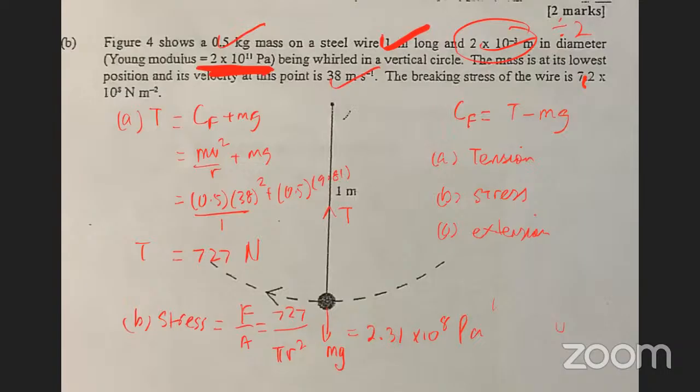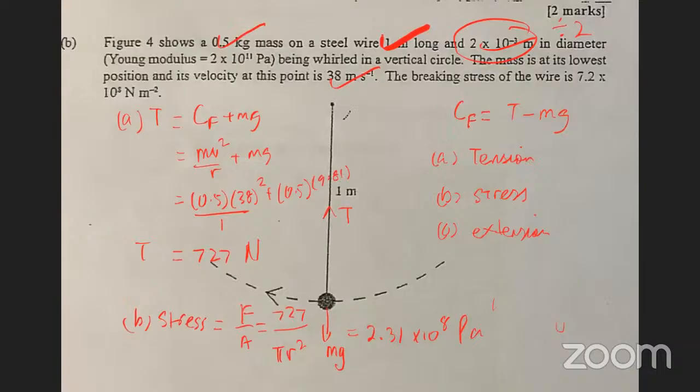You also saw the value there for the breaking stress, 7.2 by 10 to the 8, right? So based on what is happening here, will our wire break? No, because the value is smaller. But if it somehow becomes more than 7.2, right?